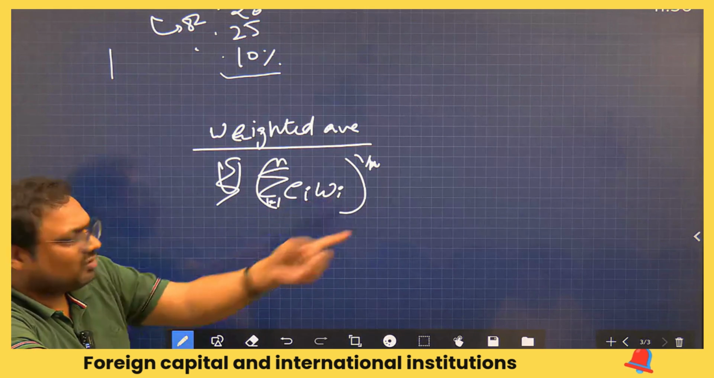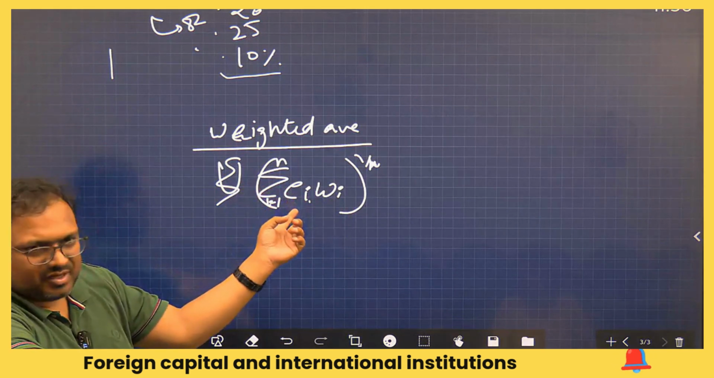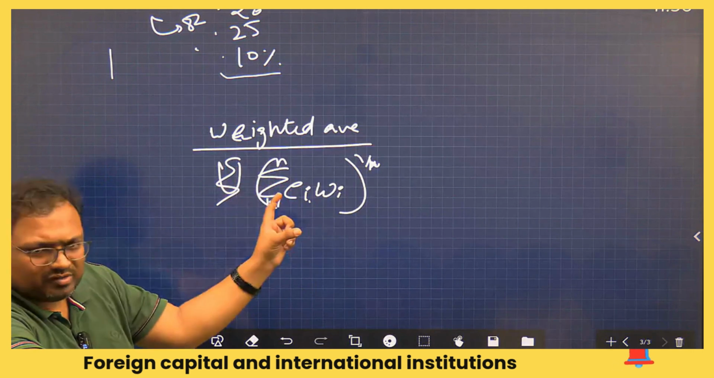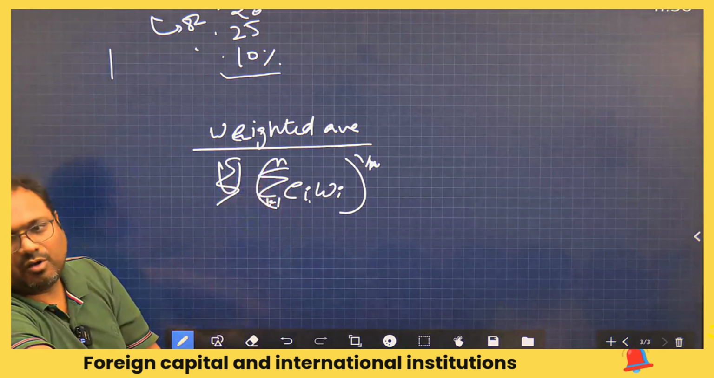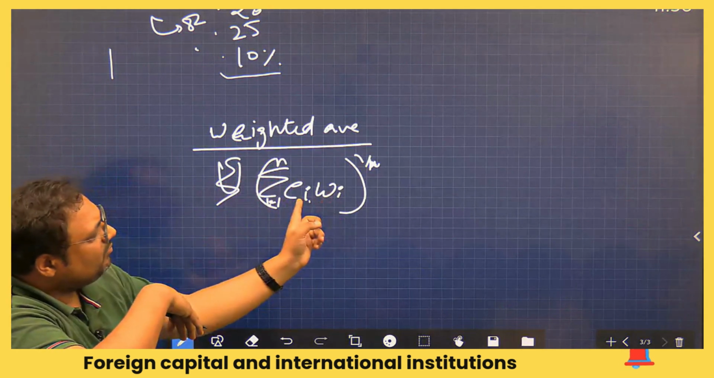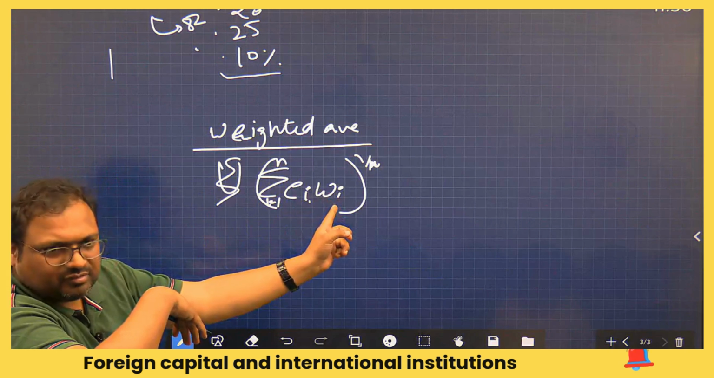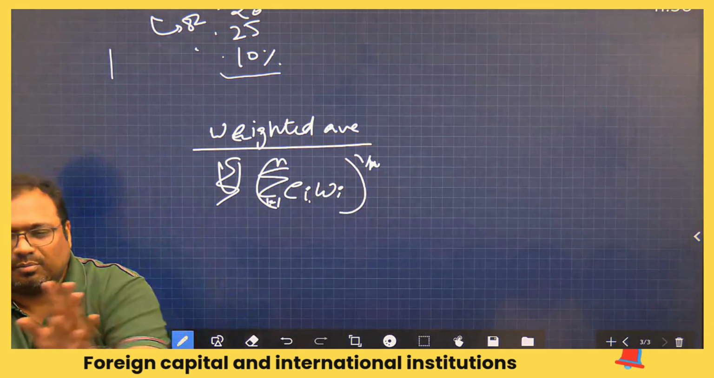So W is the weight, and weight is the share of that currency. E is the exchange rate. Okay, exchange rate is always between two currencies, so we do not have to write the exchange rate of India versus America. Exchange rate अपने आप में दो currency का होता है. Okay? And i to N, we add up from i, the first country's exchange rate with the first country's weight, and then we take 1 to N. So this simple formula works for us.